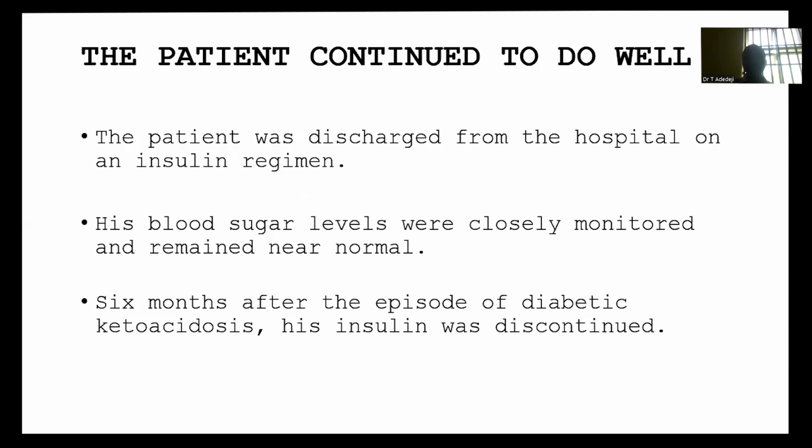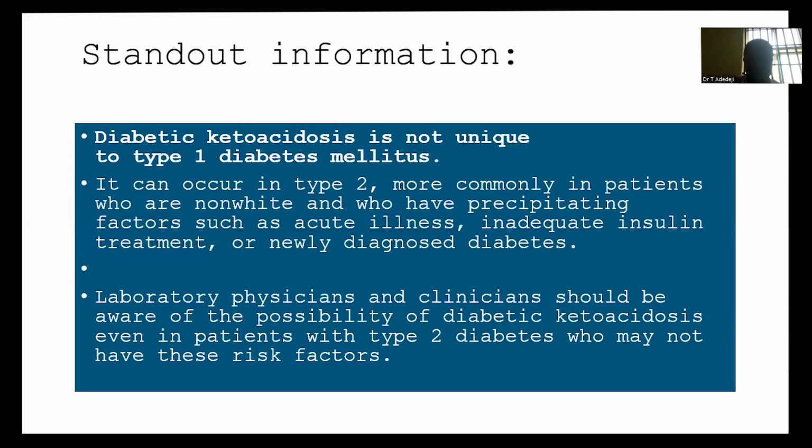So this particular patient in discussion continued to do well. He was discharged from the hospital on an insulin regimen, and his blood sugar levels were closely monitored and remained near normal. Six months after the episode of diabetic ketoacidosis, his insulin was also discontinued, and he did very well.